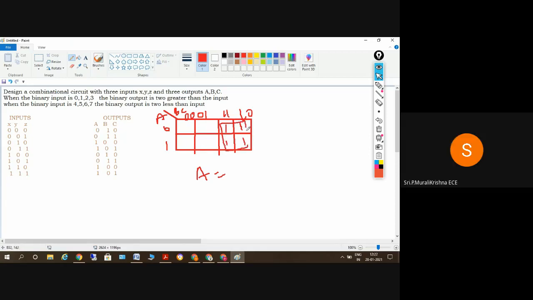So what is the quad here? A is equal to, sorry, it should be in terms of the inputs, small x, y, z. So compare these two columns: yz plus yz bar. If I take y as common, z plus z bar is equal to 1. So A is equal to y.